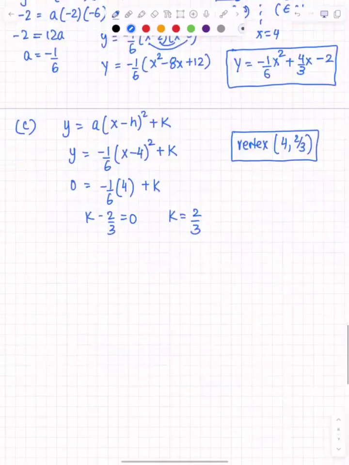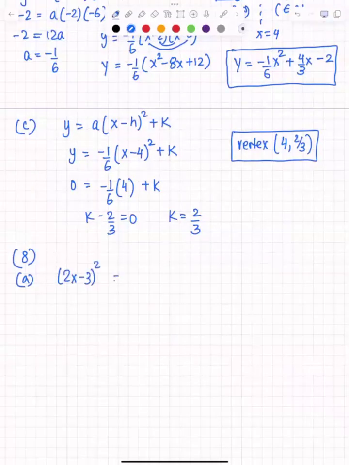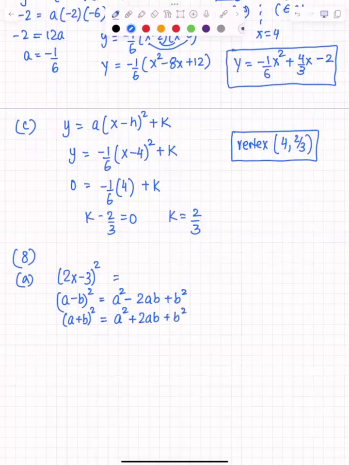Okay, finally number 8. Perform the operations and simplify: (2x minus 3) squared. You should do it instantly. Remember, (a minus b) squared is the first term squared minus 2 times first and second term plus second term squared. And if it is a plus b, it's the first term squared plus 2 times first and second plus second squared. So (2x) squared is 4x squared, minus 2 times first term and second term, so 4x times 3, that is 12x, plus second term squared, 9.